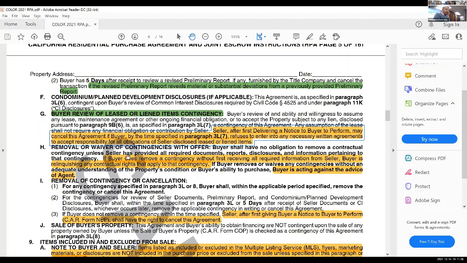Because if the buyer does remove a contingency without first receiving all required information from the seller, the buyer is relinquishing any contractual rights that apply to that contingency. If the buyer removes or waives any contingencies without an adequate understanding of the property's condition or buyer's ability to purchase, the buyer is acting against the advice of the agent and the broker.